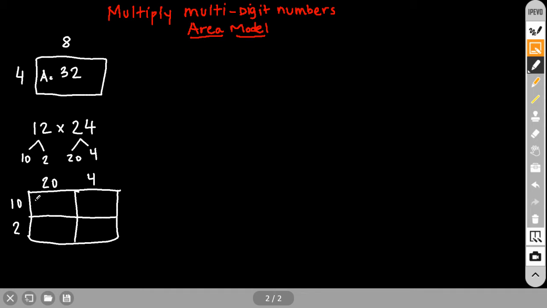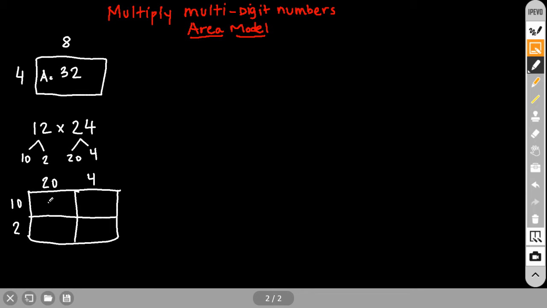So first thing I need to do here, remember I multiplied this by this, and then I have to multiply this one by the 4 and put the answer here. Then I have to do the 2 times 20, put the answer here. And then 2 times 4, I'll put the answer here. Okay, so it goes like this.